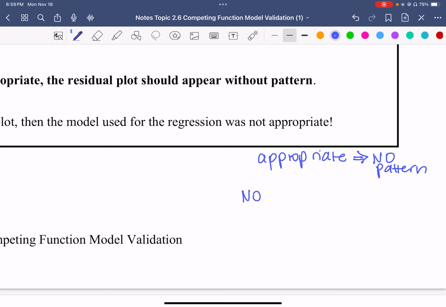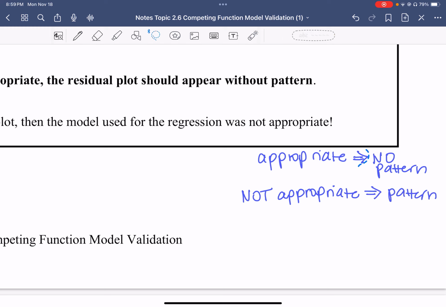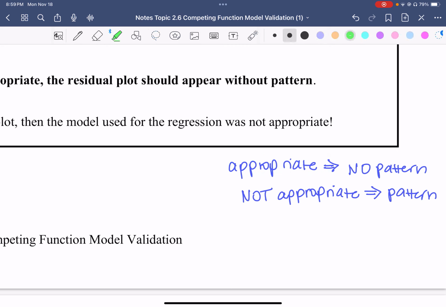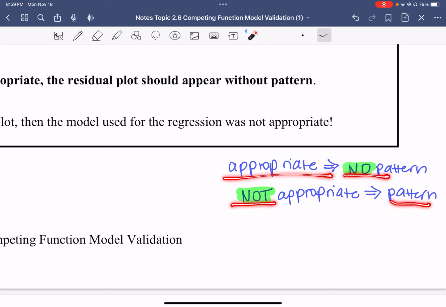But if it's not appropriate, you will see a pattern. So just notice that they don't both say no together. So a lot of times some of the answer choices might say not appropriate because there is no pattern. So don't ever select that answer that's like a double negative. So it's either appropriate because there's no pattern, or it's not appropriate because there is a pattern. So it's not going to be not appropriate, no pattern. So don't select the answer choice that is a double negative, okay?